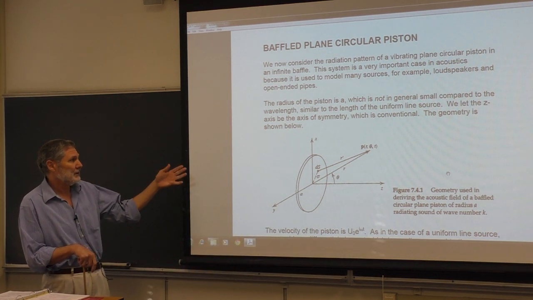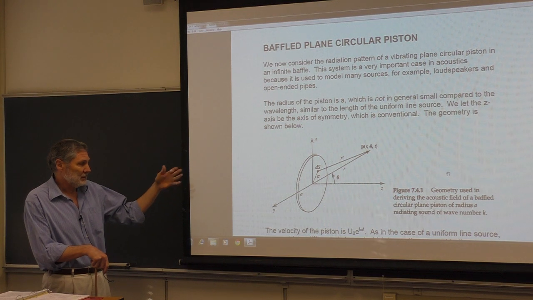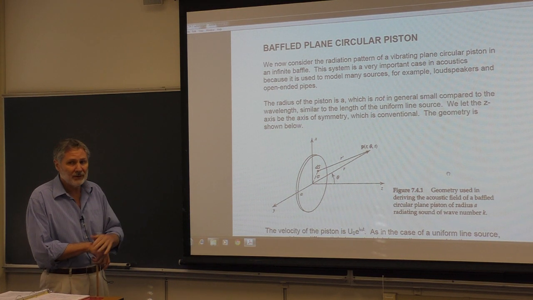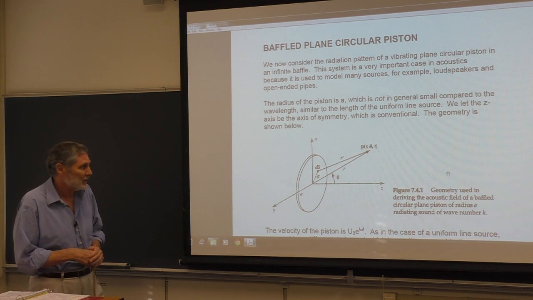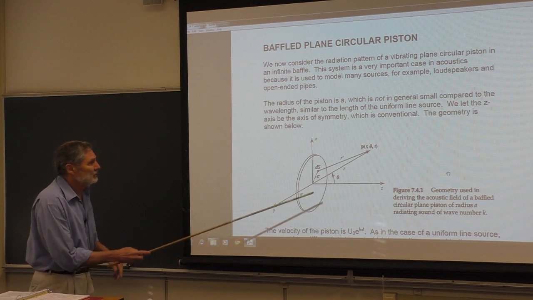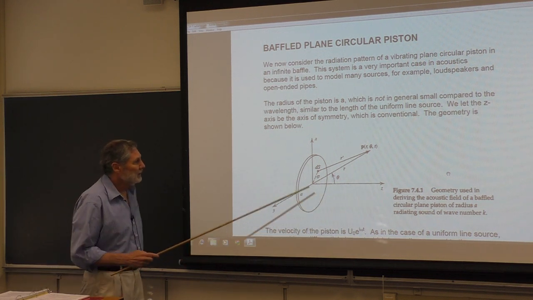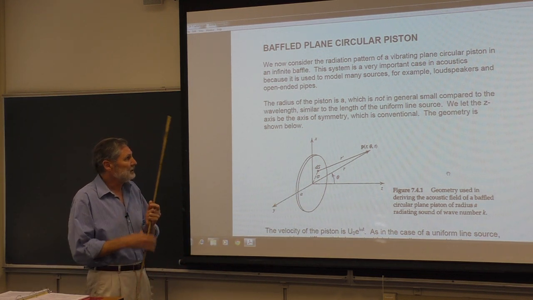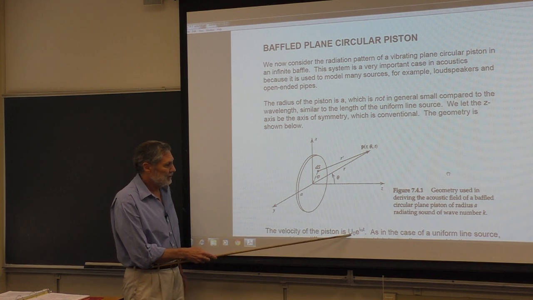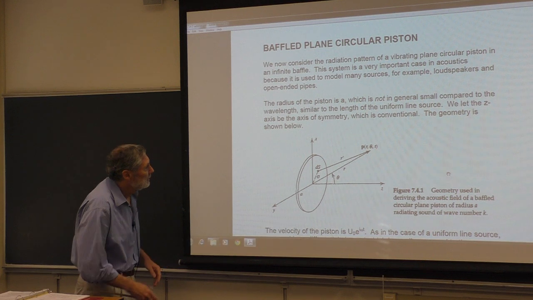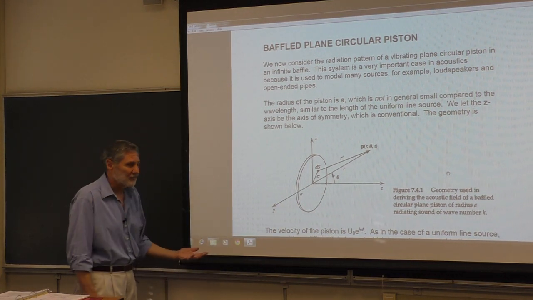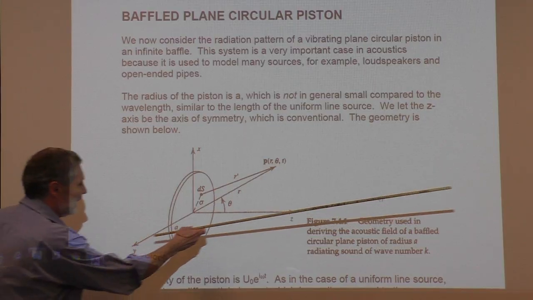Once you go beyond this, problems like this are very hard to solve analytically. It's hard or impossible. So here's the geometry. This is from the book, as you can see. We've got this piston that's vibrating with peak velocity capital U naught. We have an axis of symmetry here, which we always call the z-axis.